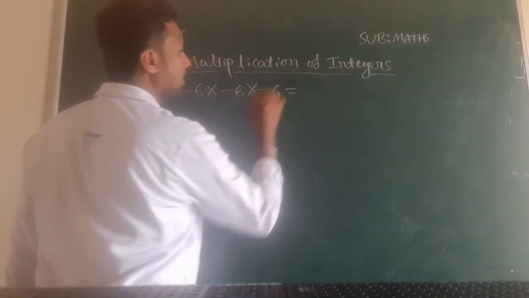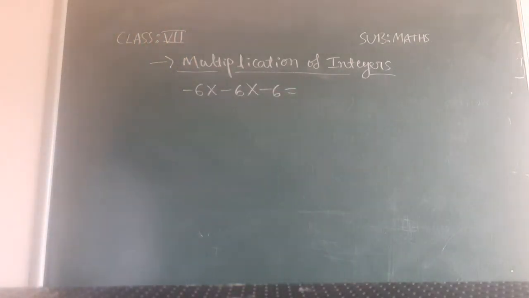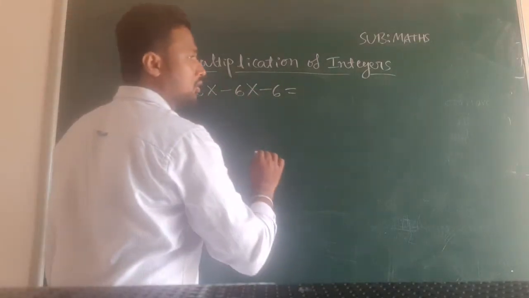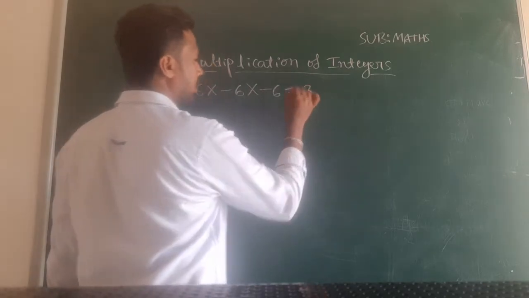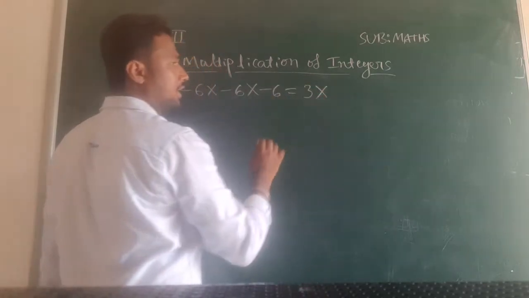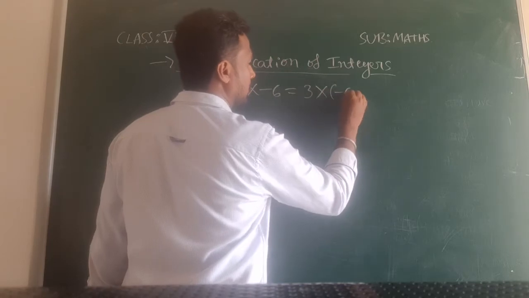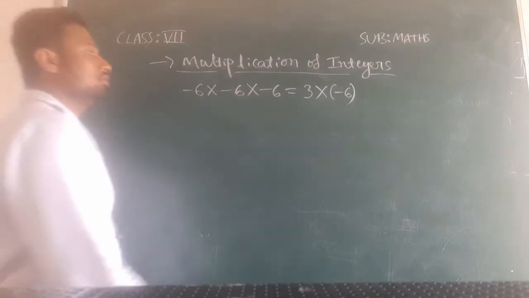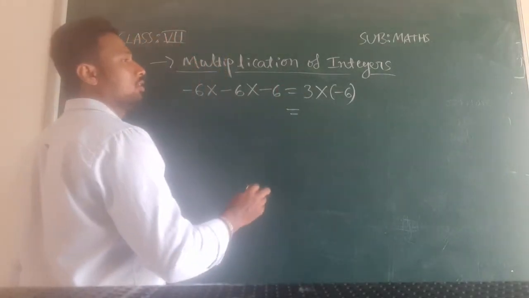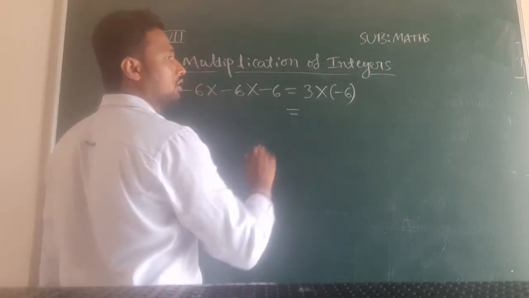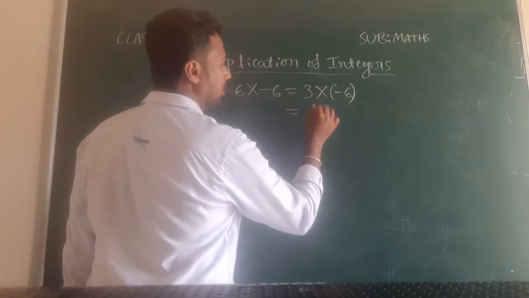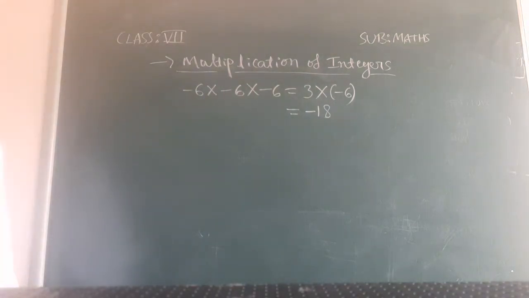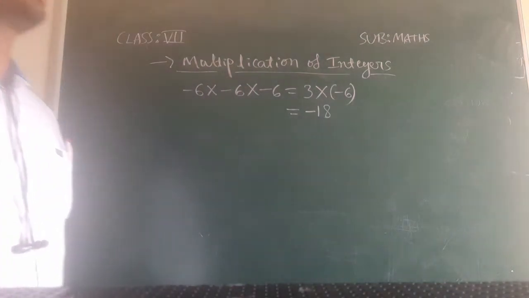So how can we write this? How many minus 6 do we have here? 1, 2, 3. So a total of 3 minus 6 are there. So we can write it as 3 into minus 6. Now 3 into minus 6 means what will we get? 3 into 6 is 18, plus into minus, so we will get minus 18. Now let us check this with a number line.